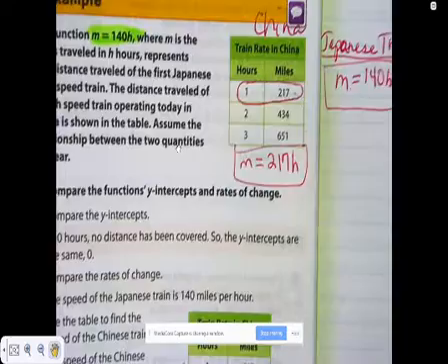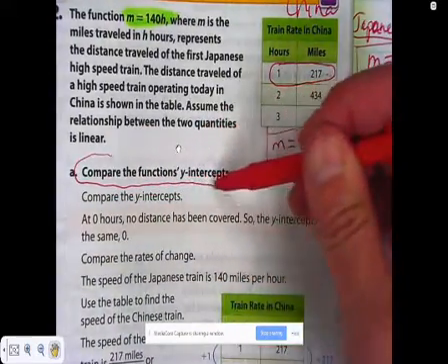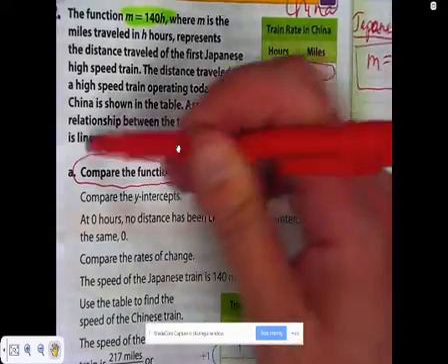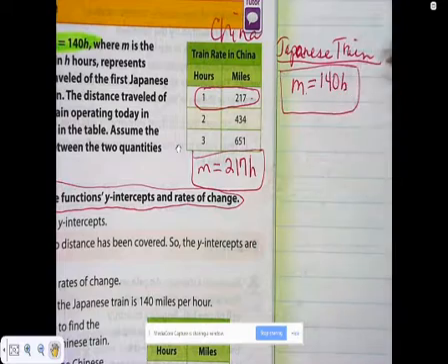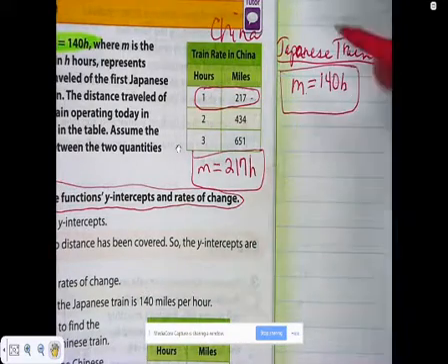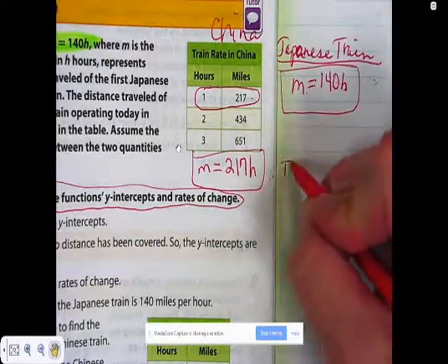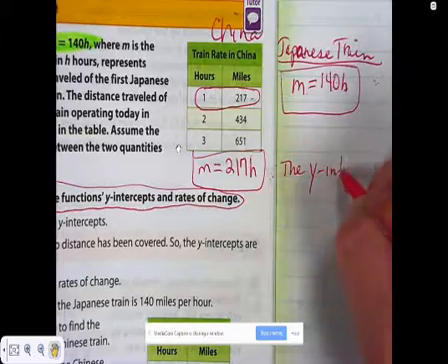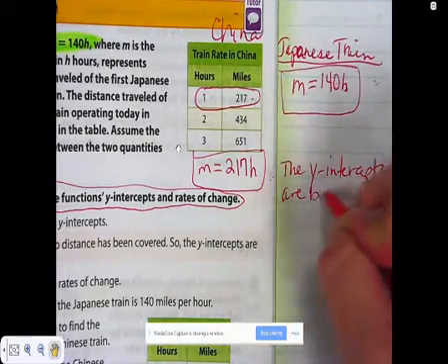All right, so let's take a look at part A. Part A says, compare the functions' y-intercepts and rates of change. Well, the y-intercept is the number that goes at the very end of your equation. So you can see that they're both 0. There isn't another number here at the end. So we would say the y-intercepts are both 0.